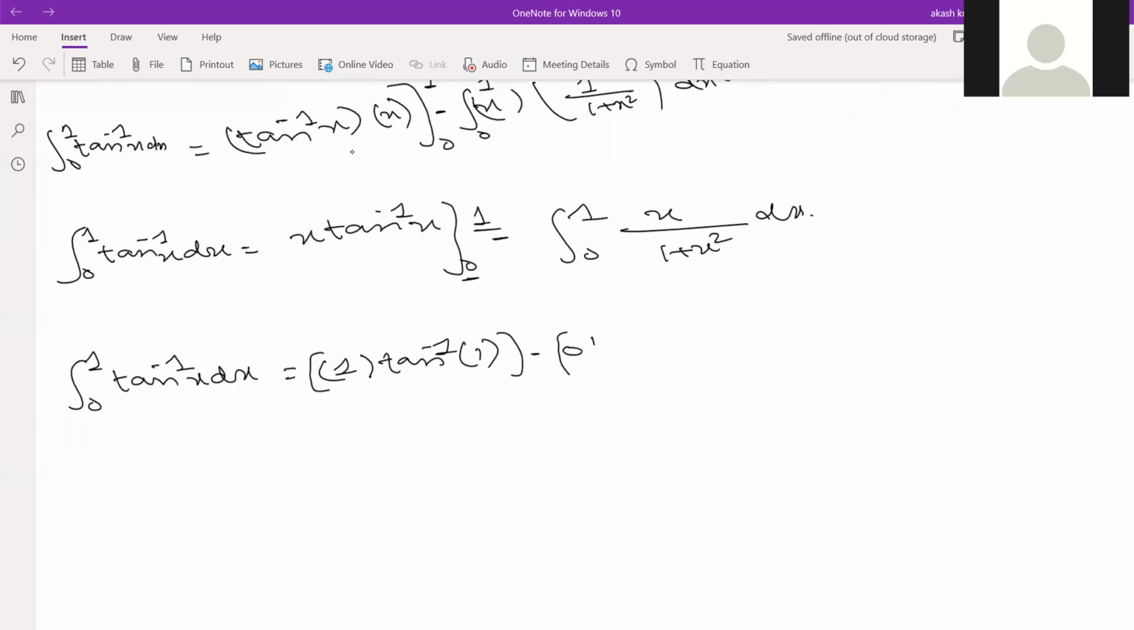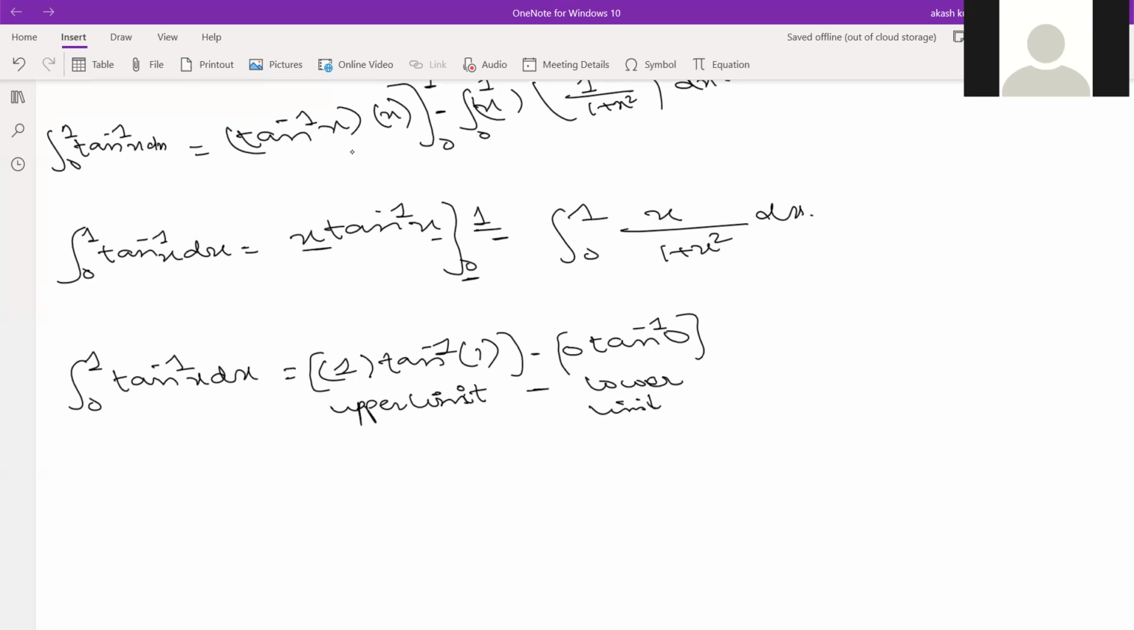So it becomes 0 over 1 plus 0 squared. Why? Because we are going to put 1 and 0 instead of x. So 1 tan inverse 1, minus 0 tan inverse 0. Is it clear? Yes, this is the upper limit, this is the lower limit.